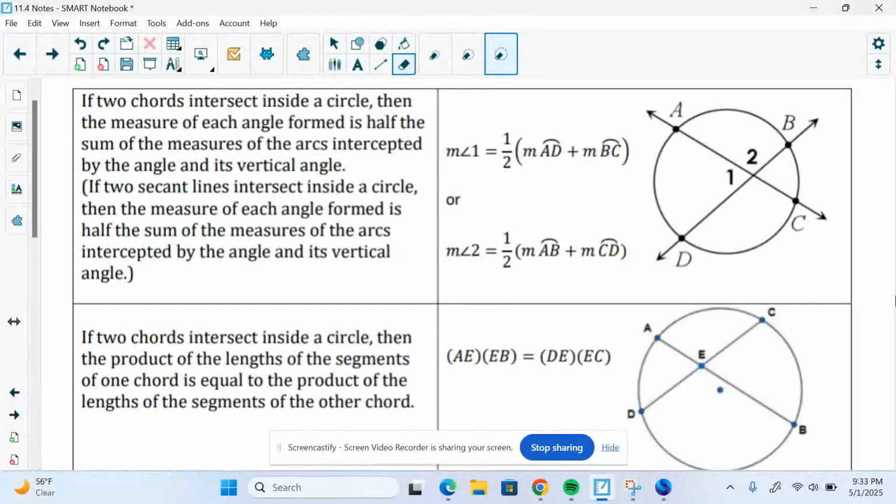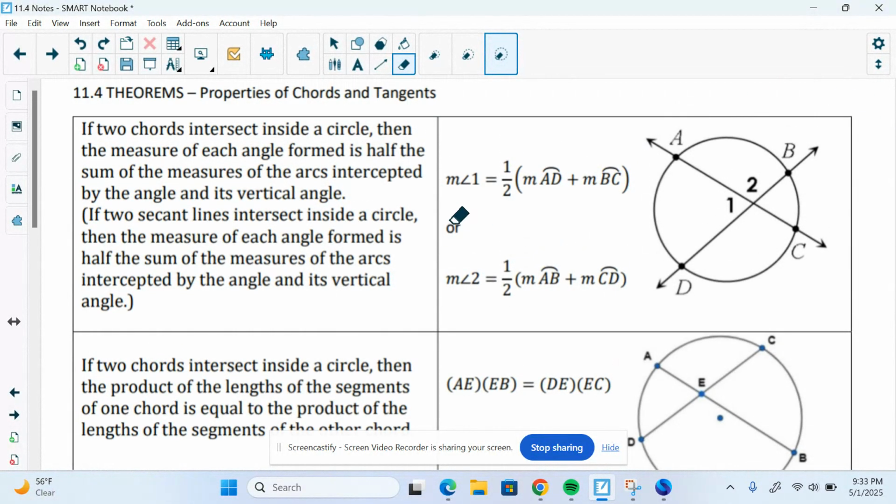Okay, we are going to talk about 4 theorems. I'm looking at this page of your notes, so open your note packet to this page of notes. We're going to look at these 4 theorems.